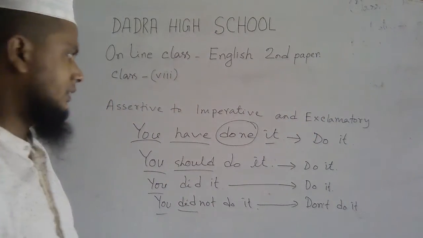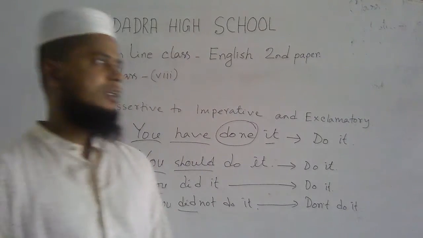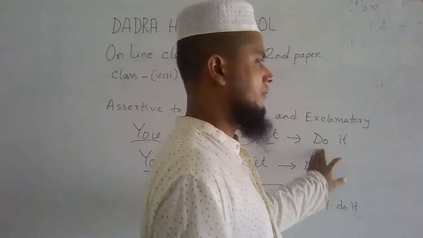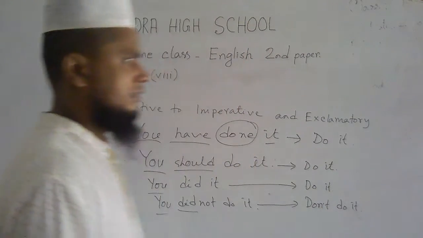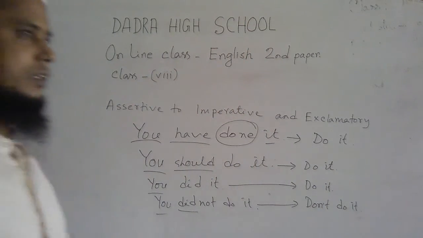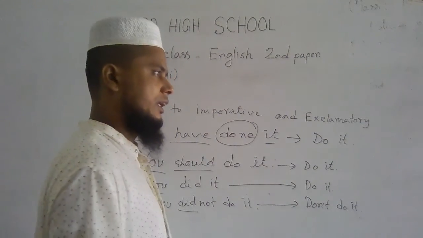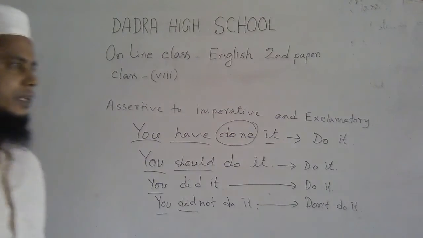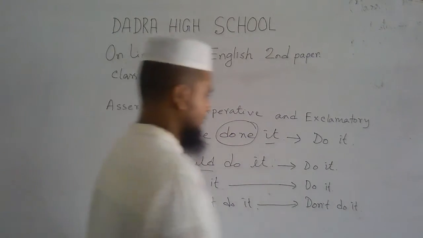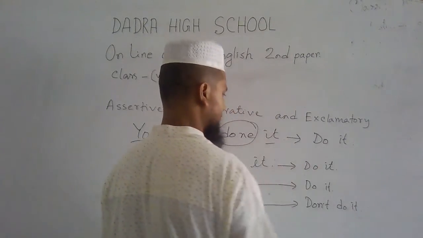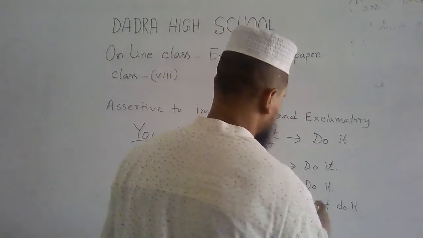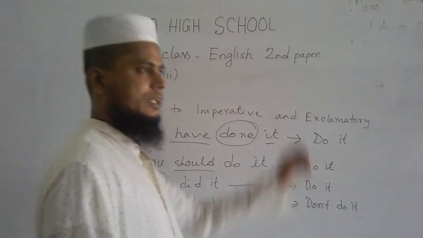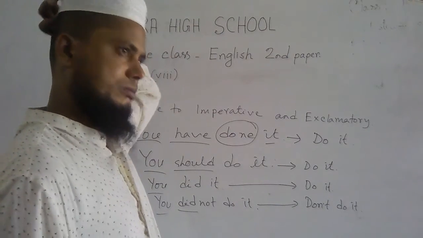And if you get such an imperative sentence that starts with the main verb, to make it assertive, you take the subject you, and then you may take should or not, and then the verb. That means do it, you should do it. And if it is don't or never, you may take you should not, and then the main verb: you should not do it.